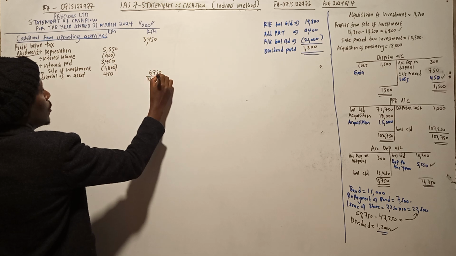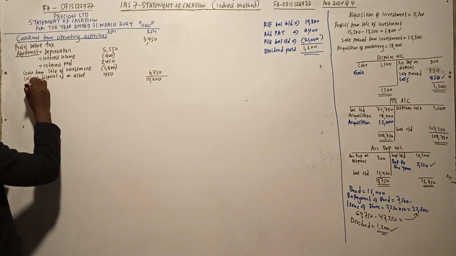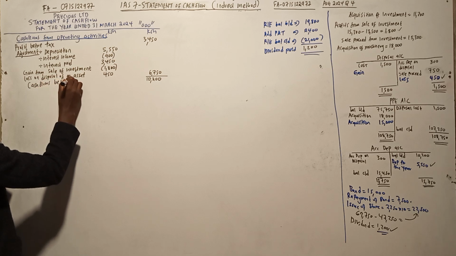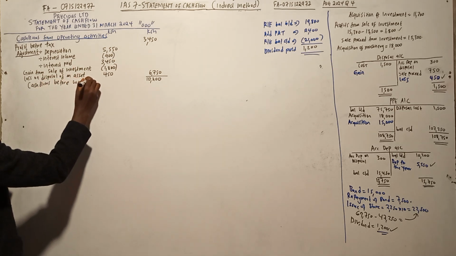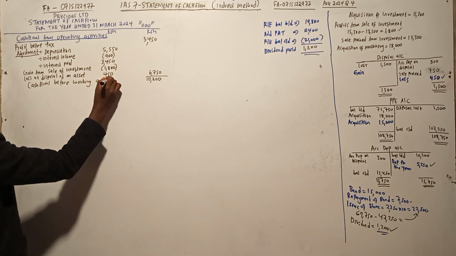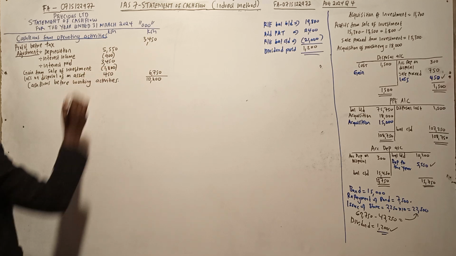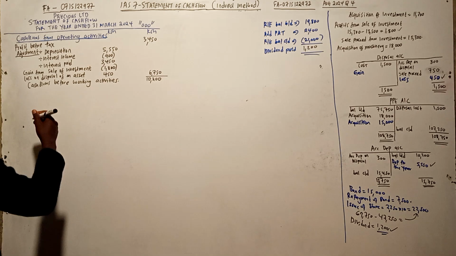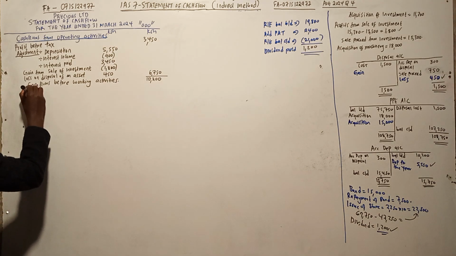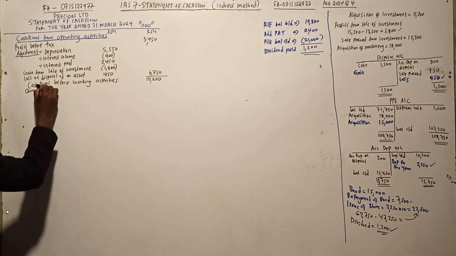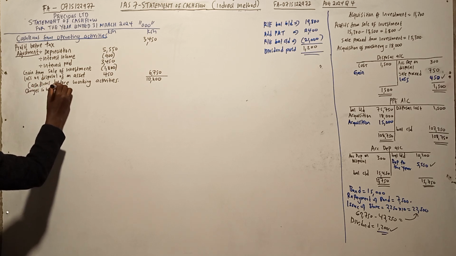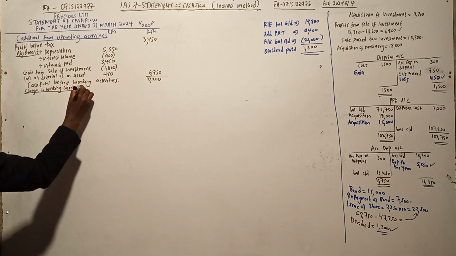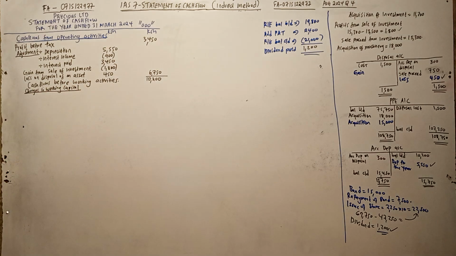So we say cash flow before working activities. Cash flow before working activities. Now, once we do that one, we can do the changes in working capital. So changes in working capital. We can start with the first one, inventory.